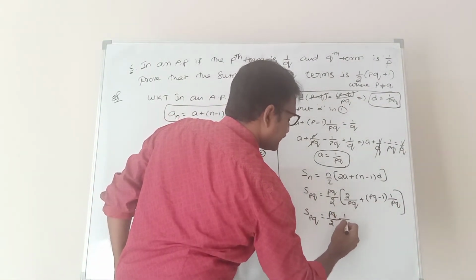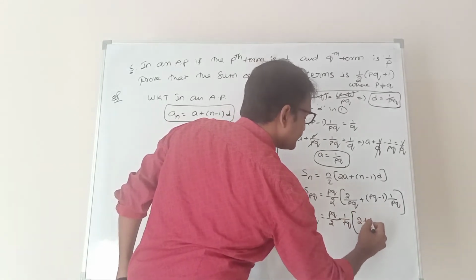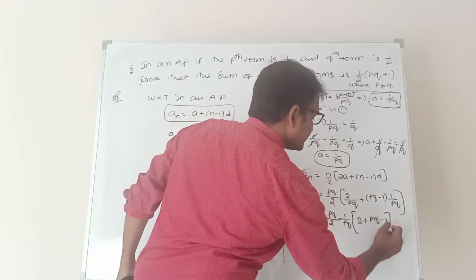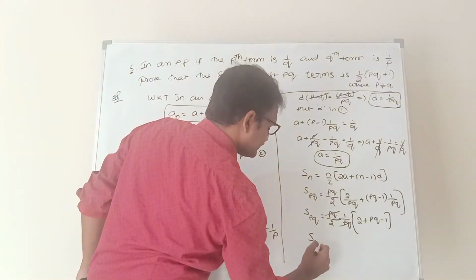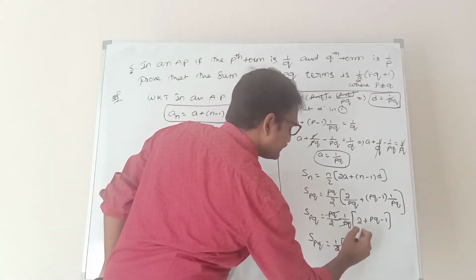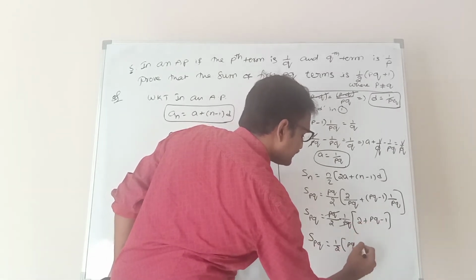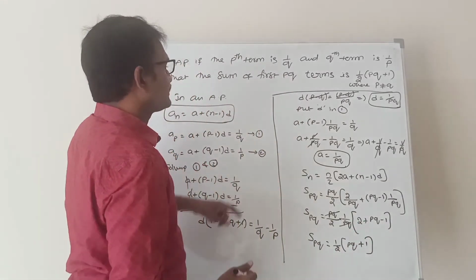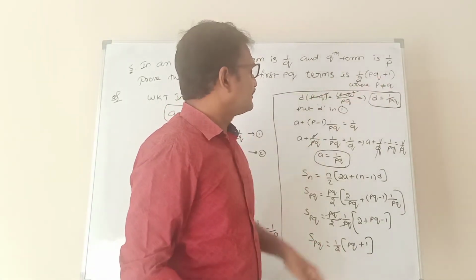So S of pq is equal to pq by 2 into 1 by pq. Take 1 by pq common, here you have 2 plus pq minus 1. pq gets cancelled. So S of pq is equal to 1 by 2 into pq plus 2 minus 1, which is 1. So half of pq plus 1. Hence shown that the sum of pq terms is half of pq plus 1.